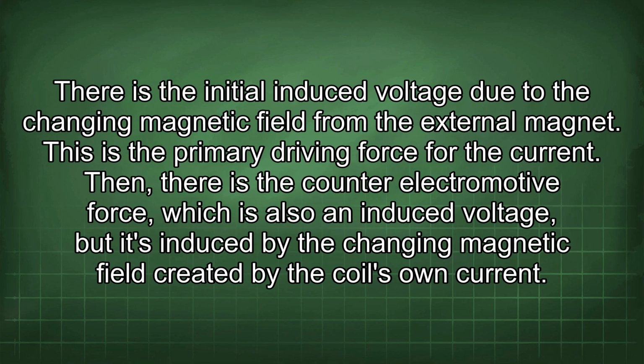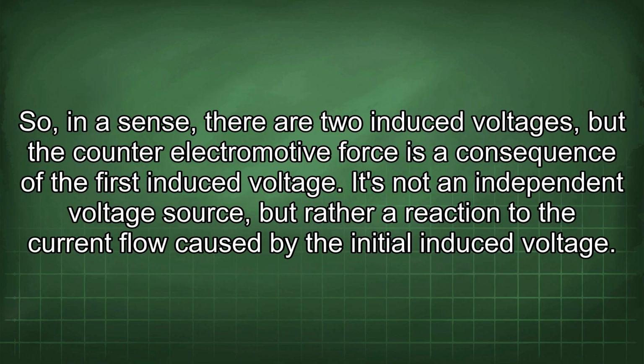There is the initial induced voltage due to the changing magnetic field from the external magnet. This is the primary driving force for the current. Then there is the counter-electromotive force, which is also an induced voltage, but it's induced by the changing magnetic field created by the coil's own current. So, in a sense, there are two induced voltages, but the counter-electromotive force is a consequence of the first induced voltage. It's not an independent voltage source, but rather a reaction to the current flow caused by the initial induced voltage.